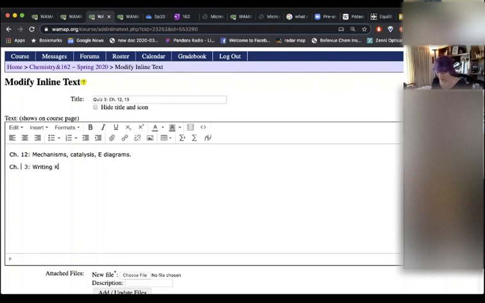So writing K expressions. We haven't even really quantified lying to the right or the left. That makes a little more sense when we've done some work in those quantitative calculations. But what else did we do? Oh, just writing the K expressions, solving for K or concentration, pressure, given values. It's probably going to be weighed more towards chapter 12.